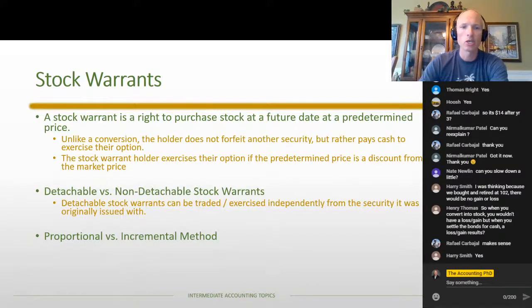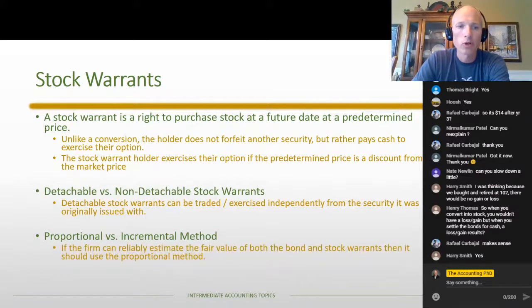There are two methods that we can use. When we have detachable stock warrants, we have to do what's called bifurcation. Bifurcation means that whatever I receive from the issuance, I have to allocate some of it to the stock warrant and some of it to the bond or the underlying security. So the word is bifurcate. I have to bifurcate the issuance when it's detachable. If it's non-detachable, then I don't have to do that. I just allocate everything to the bond. There are two methods that we can use to bifurcate, in other words, to allocate to the stock warrant and the bonds. One is called the proportional method, and the other one is called the incremental method.